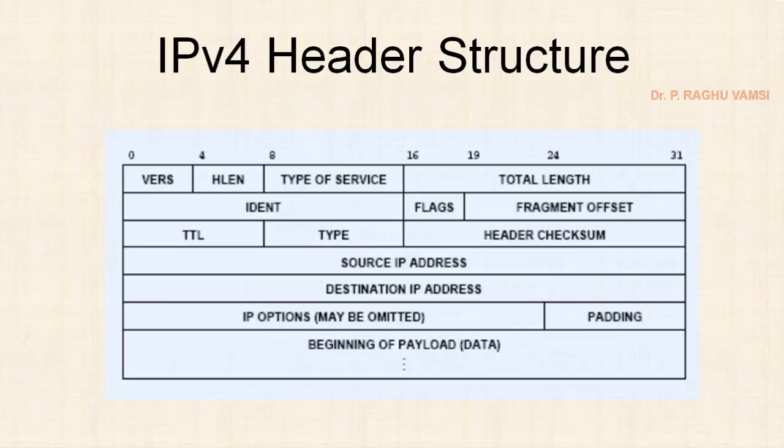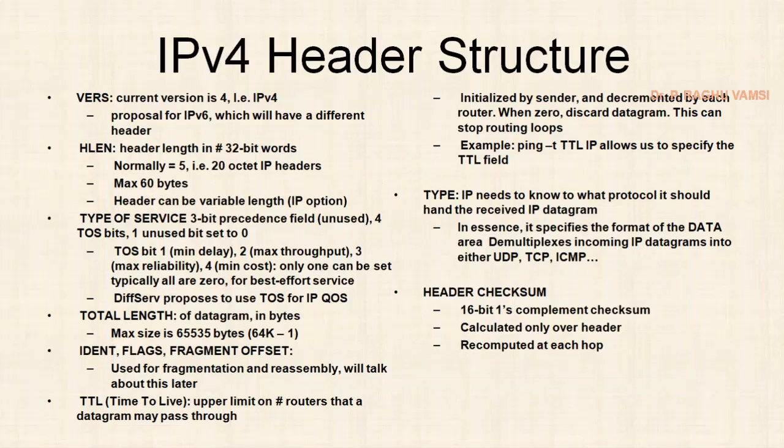Next field is the type field. Type means IP needs to know what protocol it should handle the received IP datagram, that is, what data it is transmitting. Because IP is the lower layer of the transport layer protocol, you may set the type as UDP, TCP, or ICMP, whatever protocol this particular data belongs to. That protocol information has to be placed in the type.